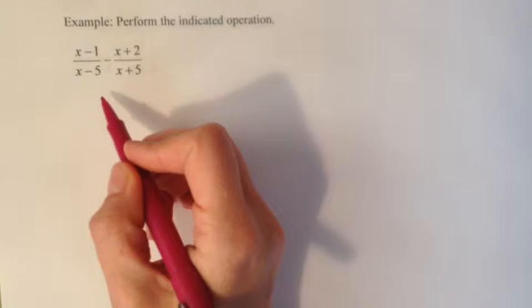This video is the second part of the section 6.2 video for Math 95. In this part, we're going to look at 3 examples of adding or subtracting rational expressions. Here's our first example. We're being asked to do subtraction of a couple of rational expressions.